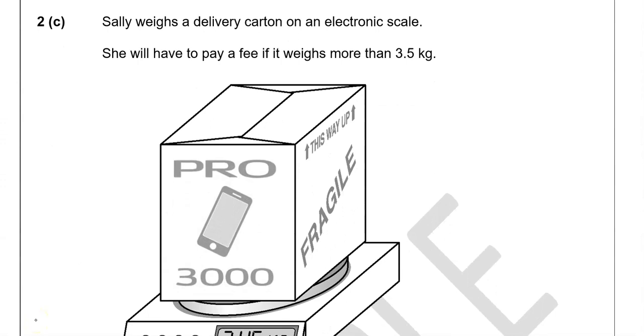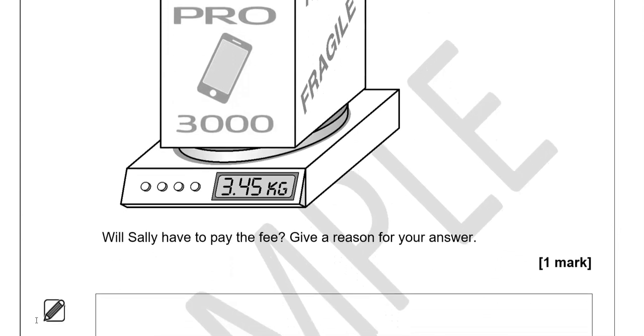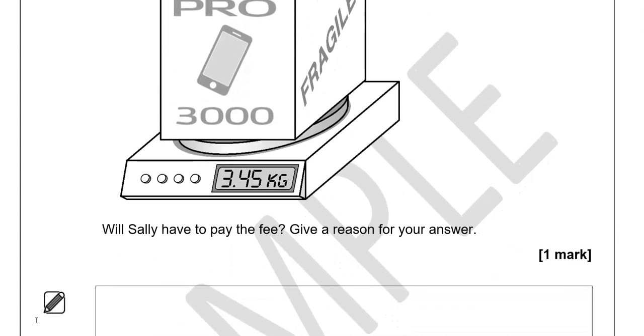Sally weighs a delivery carton on an electronic scale. She will have to pay a fee if it weighs more than 3.5 kilograms. And we can see this is 3.45 kilograms. Will Sally have to pay the fee? Give a reason for your answer.